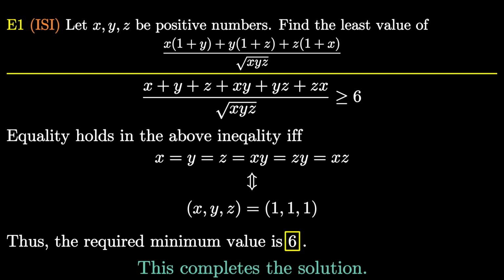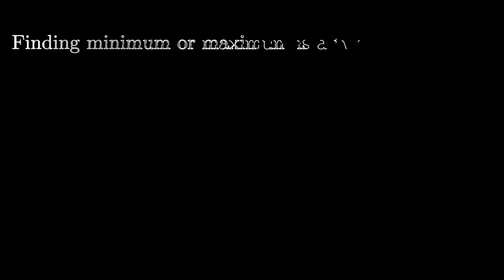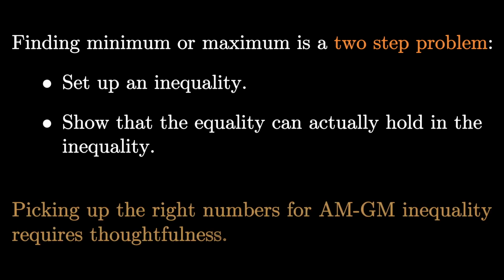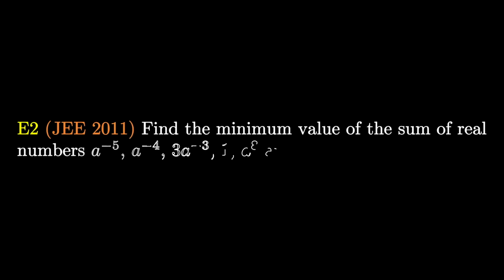In this problem, we learned two important things. One is that finding the minimum or the maximum value is a two-step problem: set up an inequality, then show that the equality can actually hold in the inequality. The other important thing we learned in this problem is that picking the right numbers in AMGM inequality requires some thoughtfulness. We cannot apply AMGM inequality on any numbers blindly. Well, let's move to the next problem.